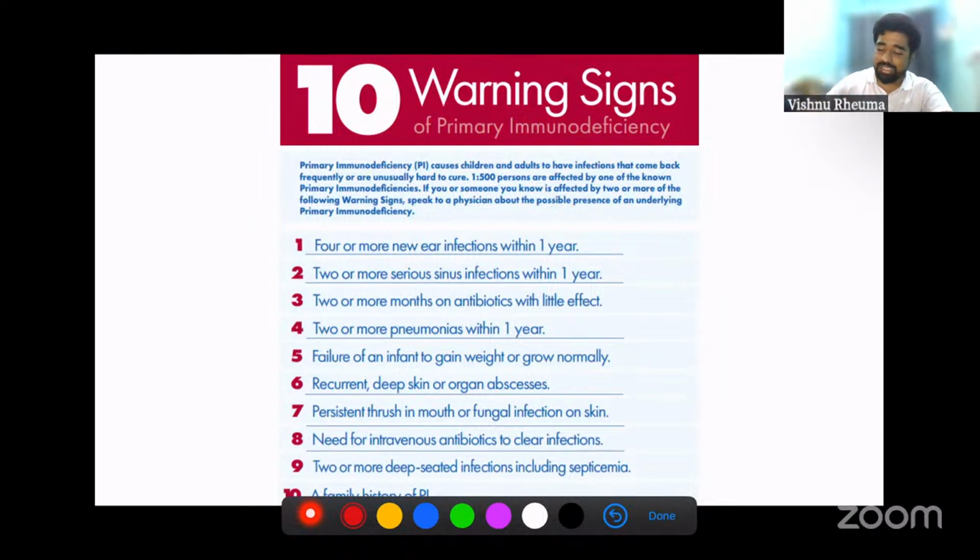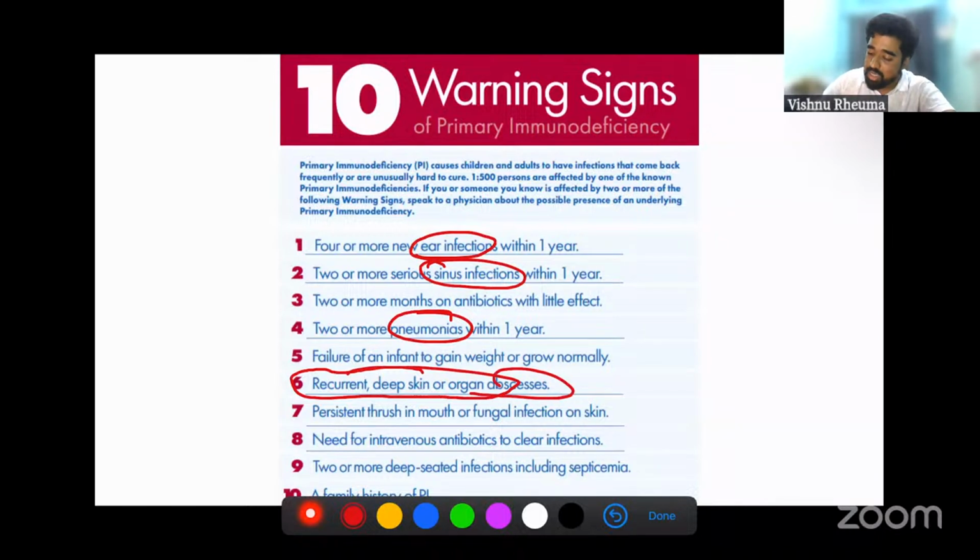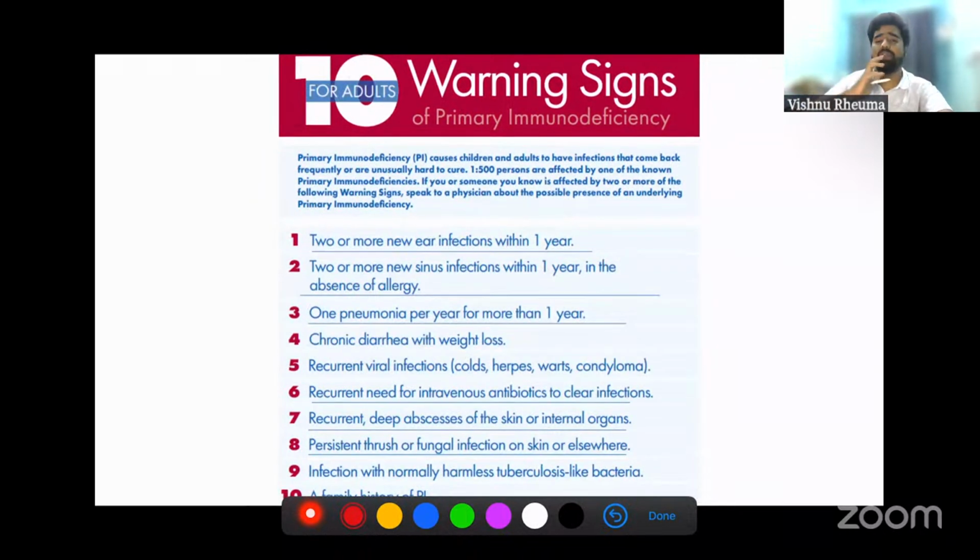Right, so firstly, again, I don't want to read them out. Basically, you have severe ear infections, sinus infections, pneumonias, deep-seated infections, organ abscesses, mouth or fungal infections, need for IV antibiotics, deep-seated infections, again, family history of PID. And similar ones in adults also. You have to try to remember them. Even if you do not remember them, at least you have to keep this in mind.